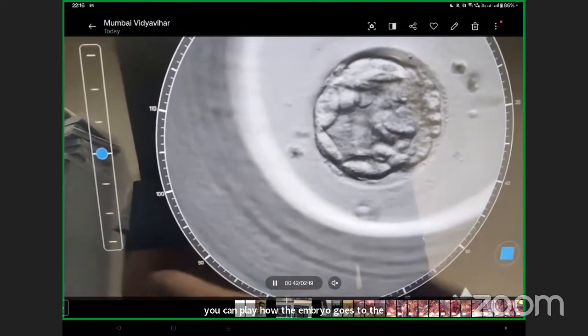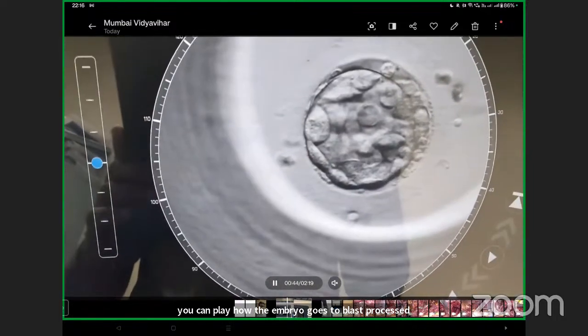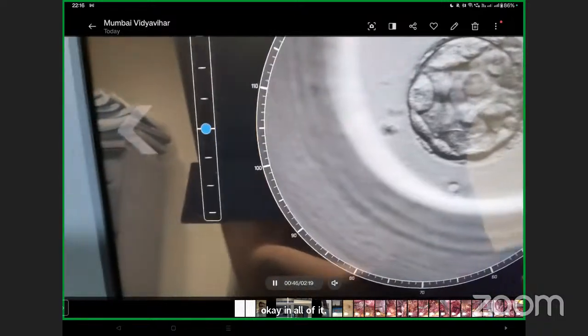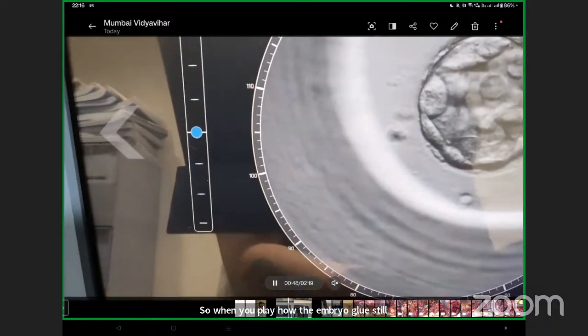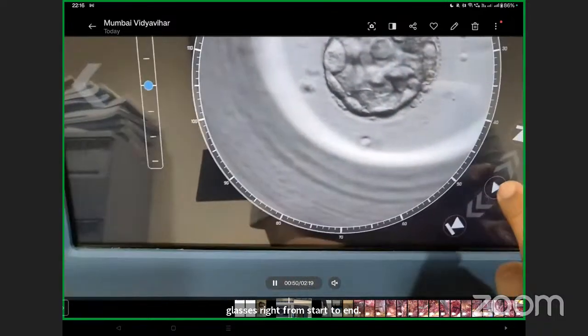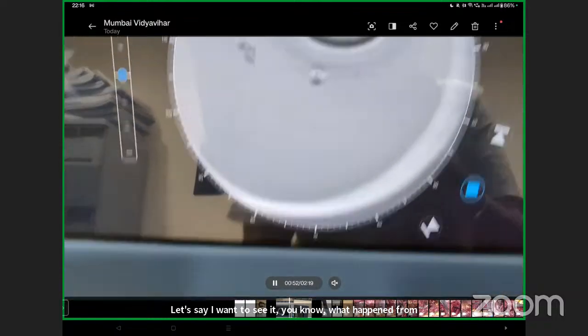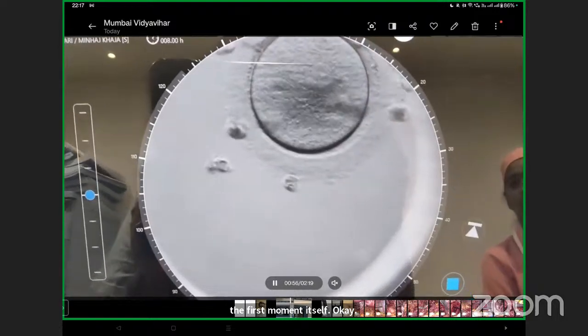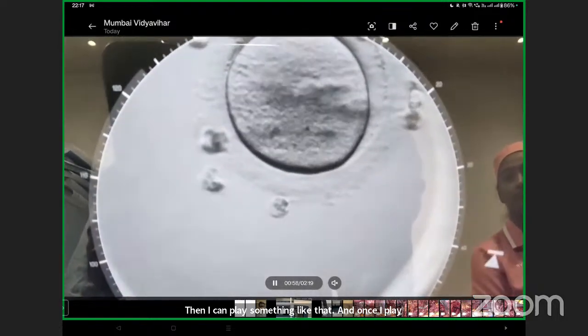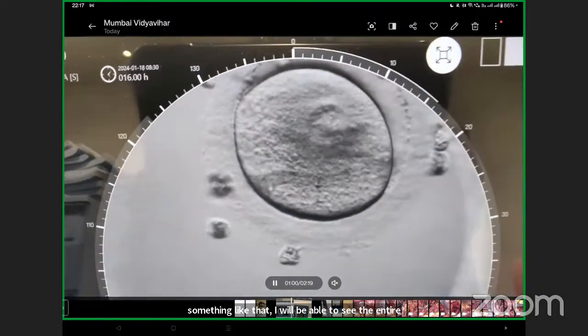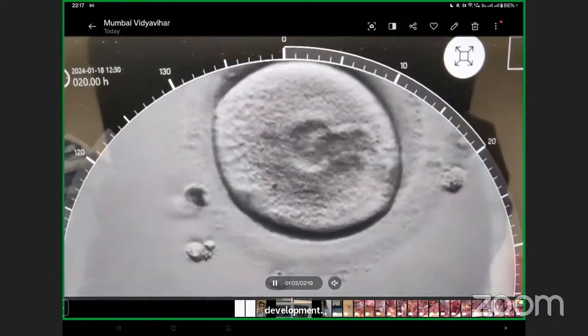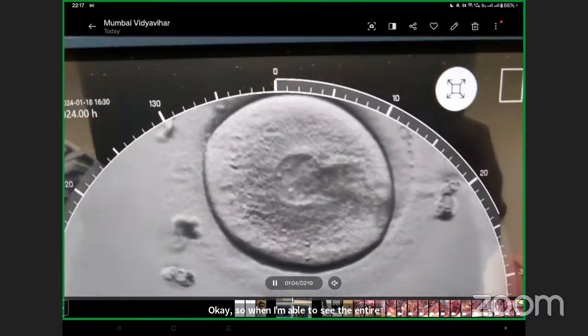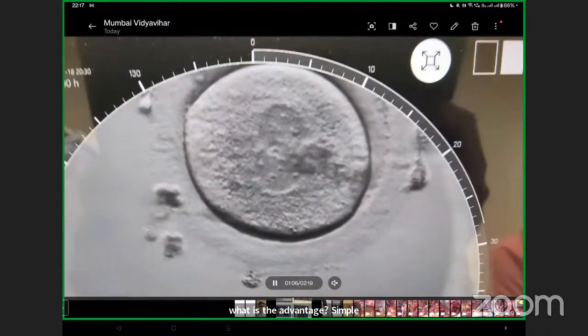So when you play how the embryo goes till blastocyst, right from start to end, let's say I want to see what happened from the first moment itself. Then I can play something like that, and once I play it, I will be able to see the entire development. So when I'm able to see the entire development, what is the advantage? Simple. I am able to tell the patient everything from the 2 PN stage.